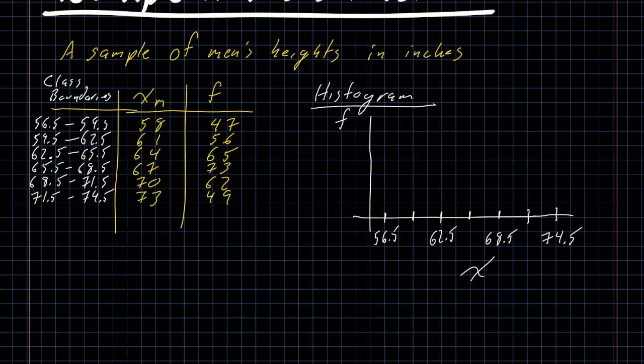So our largest frequency is 75, and I'll use that to help inform how I'm setting up the vertical scale here. Looks like counting by 15s might be the way to go.